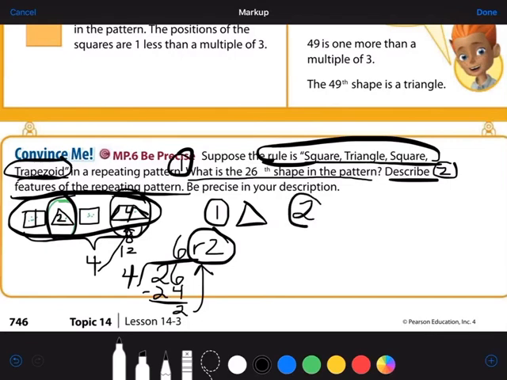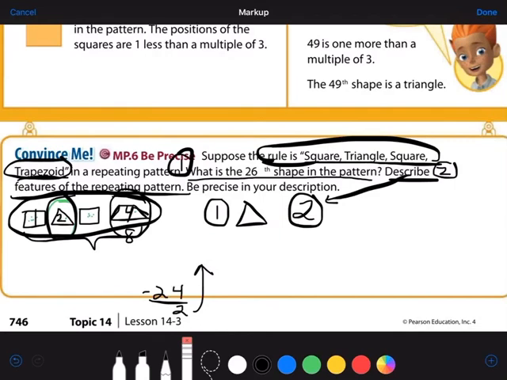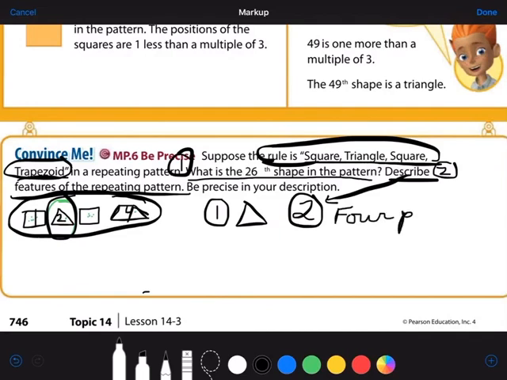Now, let's describe features of the pattern, because that was the second part of our question, right? Let's get rid of some of this mess. Well, one feature is how many parts are there to the pattern? We could say there are 4 parts to the pattern.